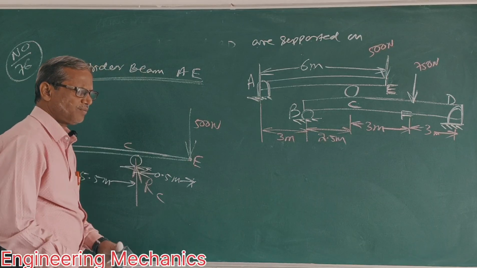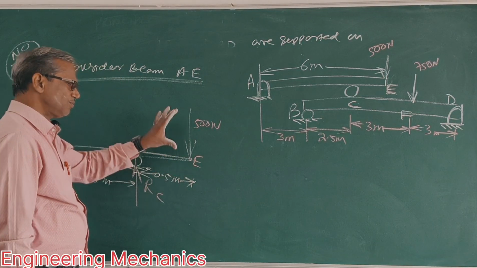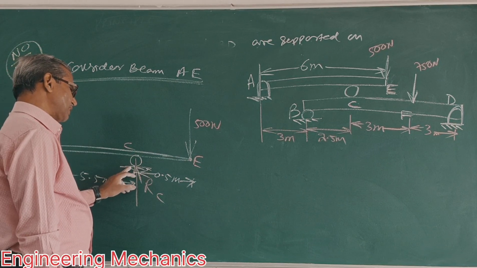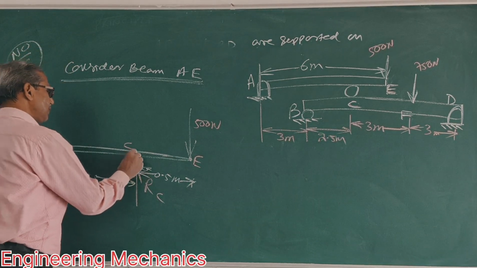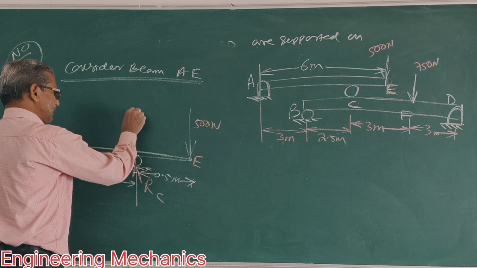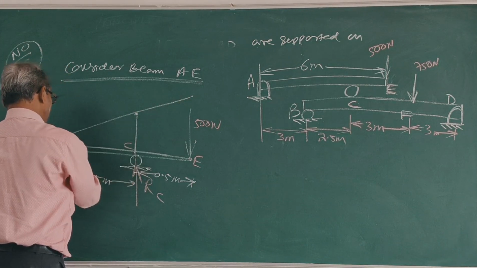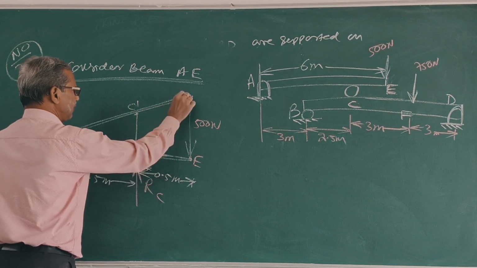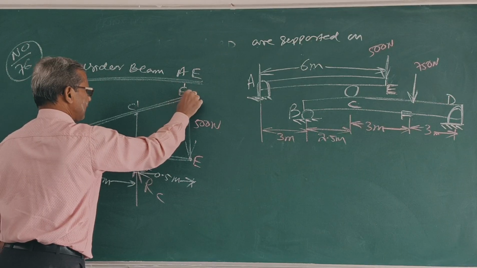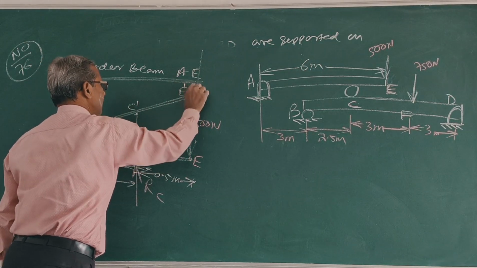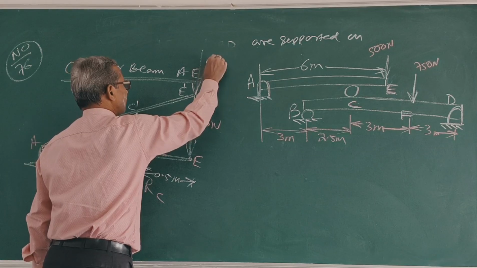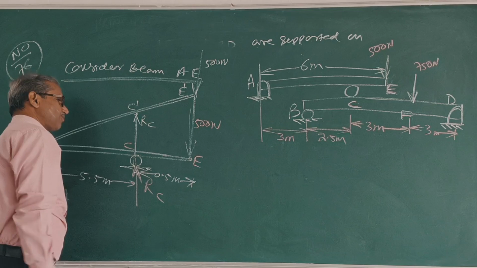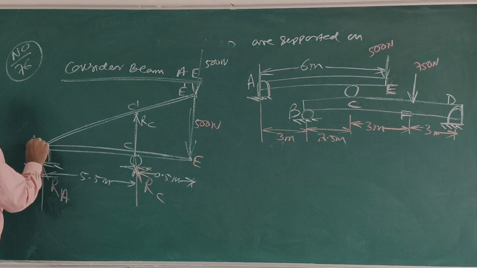Now give a displacement y at C, not at B. Give displacement y at C. That means C moves to C dash, E moves to E dash. Clear? This is the 500 Newton. RC goes to C dash, but RA distance is 0.